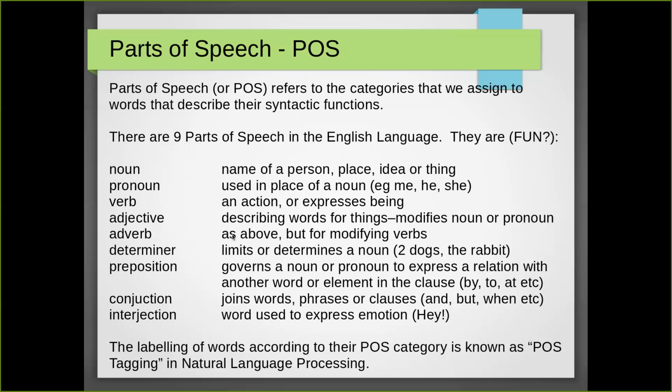And the labeling of words according to their POS category is known as POS tagging in natural language processing. So if you hear POS tagging, it just basically means that you've gone through some text and you've identified that each of the words belongs to one of these nine parts of speech if you're doing it in English.